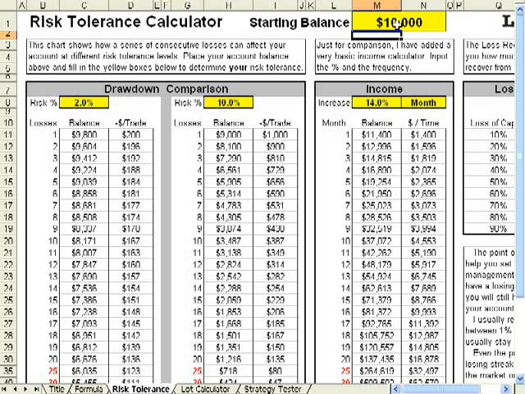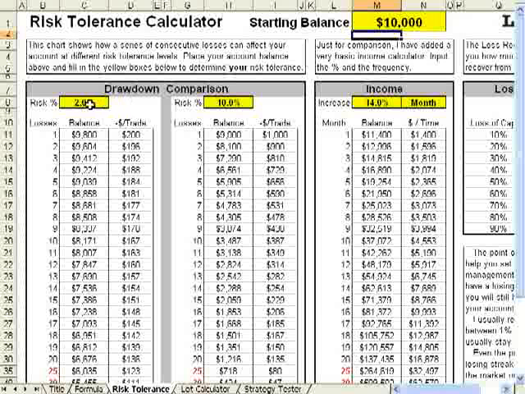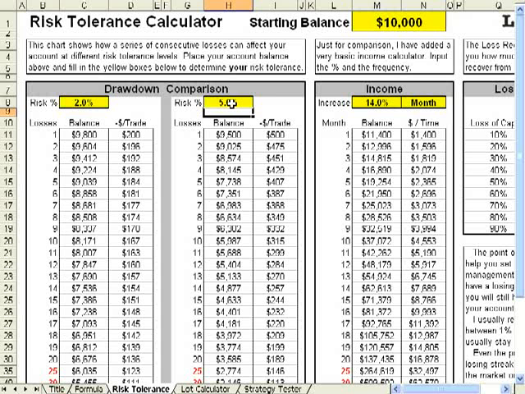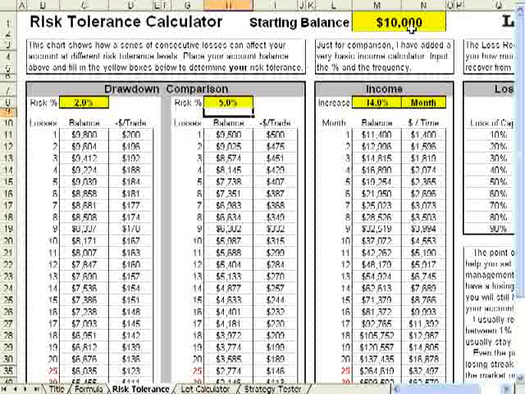Basically what we do is we plug in a starting balance up here, and this chart shows us what a series of consecutive losses can do to your account at different risk levels. So you can play with and try different risk amounts in here. Basically you just plug in the number, and let's say we start with a $10,000 account, and let's say worst case scenario is you'll have 10 losses in a row.